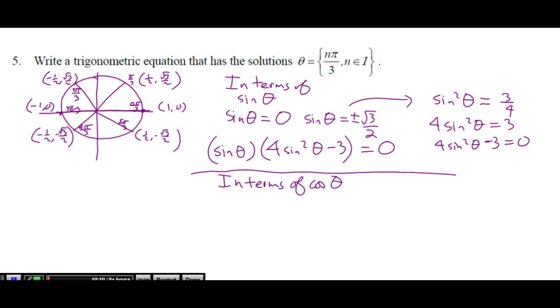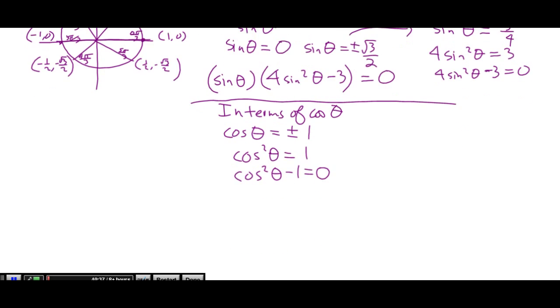So in terms of cos theta, cos theta is plus or minus 1. Right? So cos theta can be 1, or cos theta is negative 1. So that means that cos squared theta is equal to 1, or cos squared theta minus 1 is equal to 0. So one of my factors is cos squared theta minus 1.